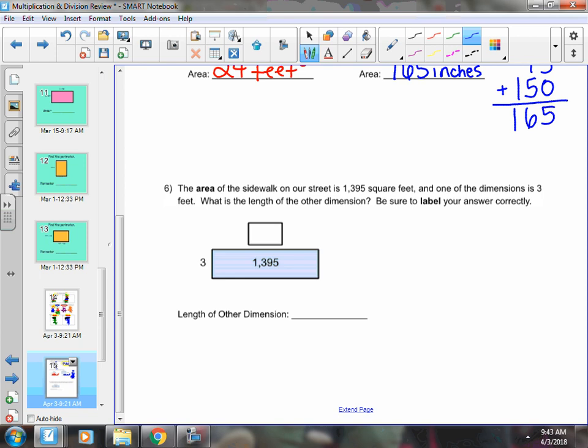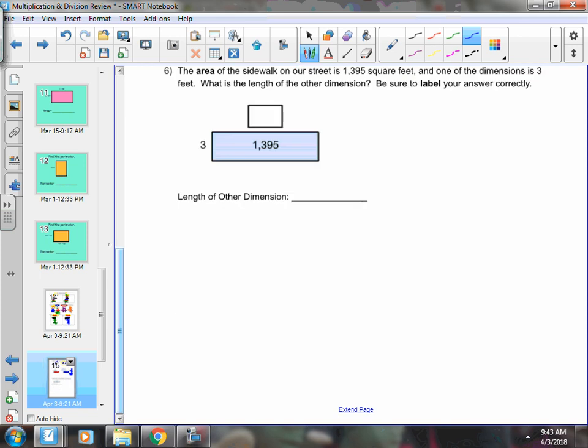Usually to find area, it's length times width. What's the opposite of multiplying? Dividing. So for this word problem, they've given us the area. They've given us one dimension, but we need to figure out the other dimension, the other length. So the opposite of multiplying is dividing. So if they give you the area and one side, divide, and that'll tell you the length of the other side. So we're going to do 1,395. And if we divide it by 3, that'll give us the length of the sidewalk.